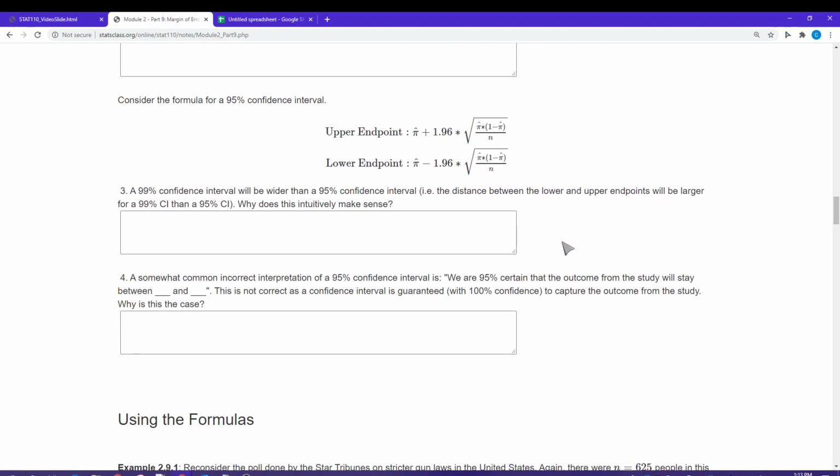How about question number 3? Why does it make sense that a 99% confidence interval should be wider than a 95% confidence interval? Well, because I am capturing the middle 99% instead of the middle 95%.